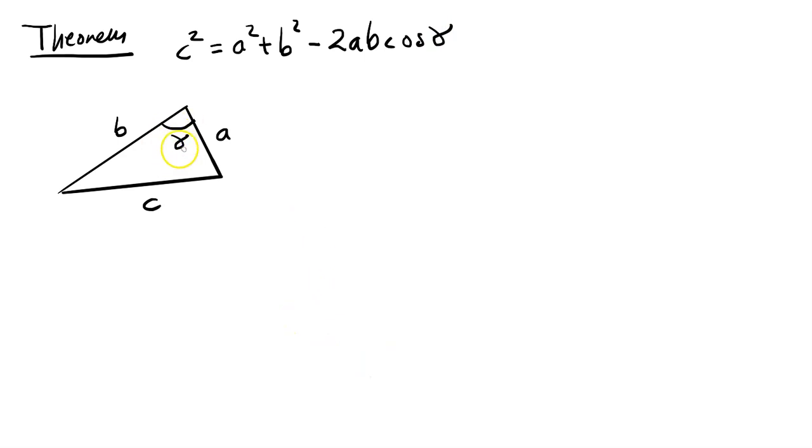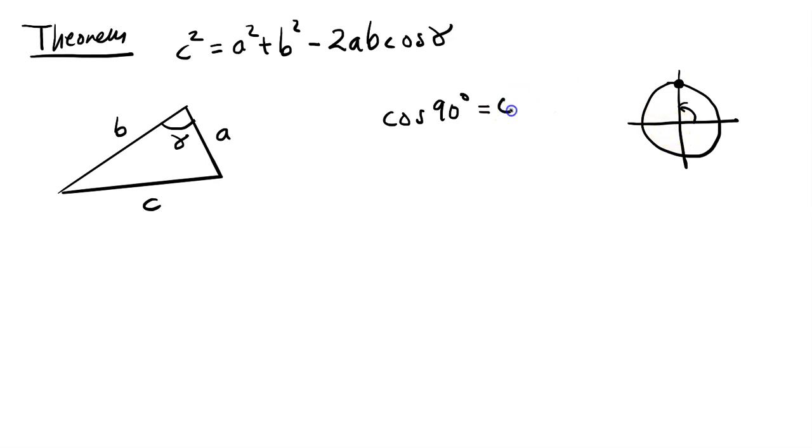Note that if this angle is 90 degrees, then we have cosine 90 degrees here. And what is cosine 90 degrees? If we look at the unit circle, just make a rough sketch, at 90 degrees we're up here. So we have the x-coordinate of that point, but that's 0. So the whole thing here disappears if this is 90 degrees. We're only left with the first part.